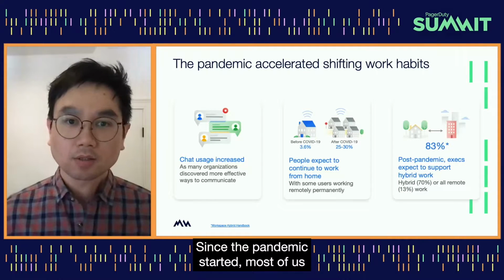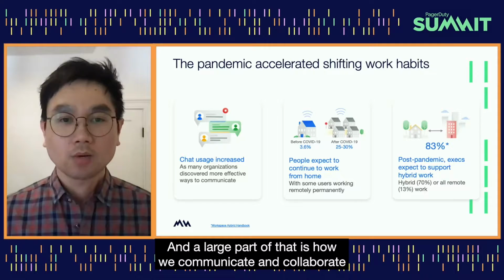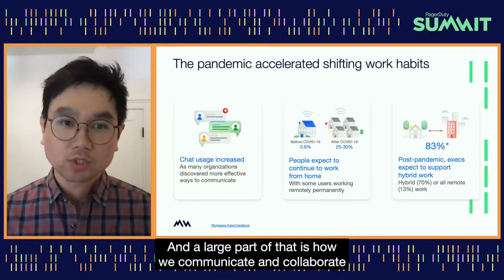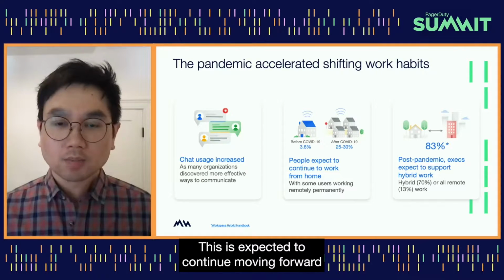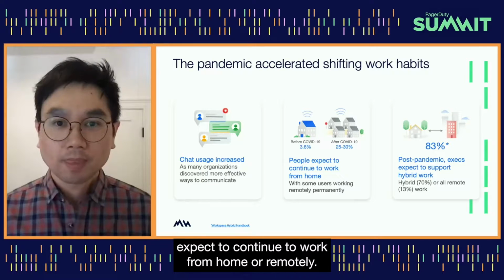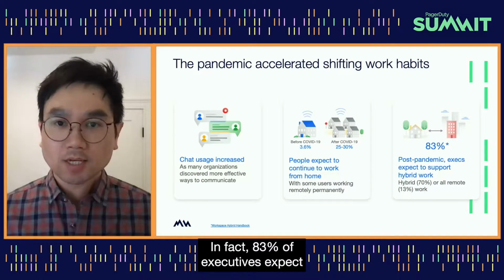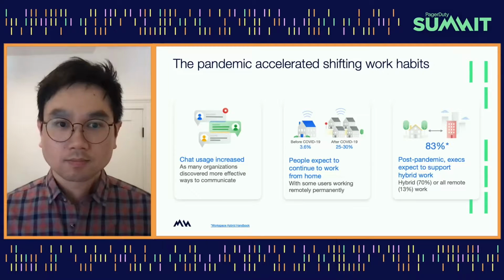Since the pandemic started, most of us have had to adjust to a new normal. And a large part of that is how we communicate and collaborate with each other. This is expected to continue moving forward, as a much larger percentage of people expect to continue to work from home or remotely. In fact, 83% of executives expect to support hybrid and remote work post-pandemic.